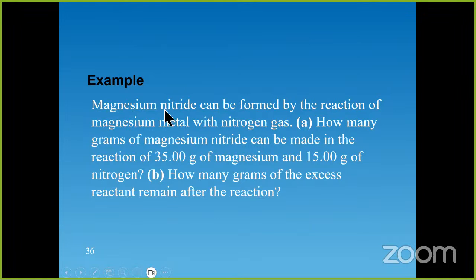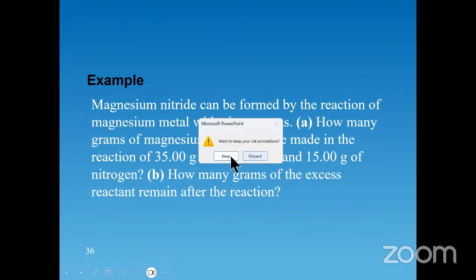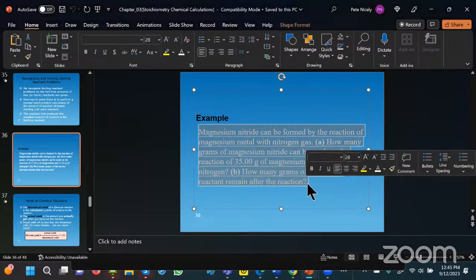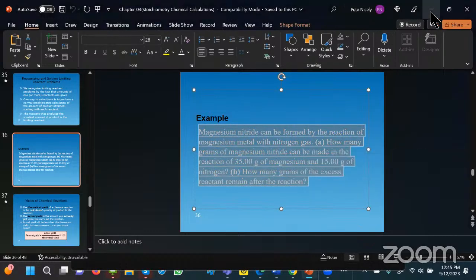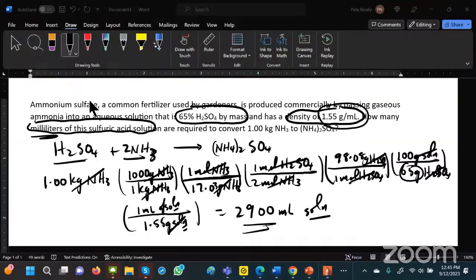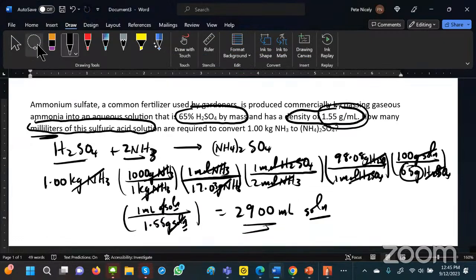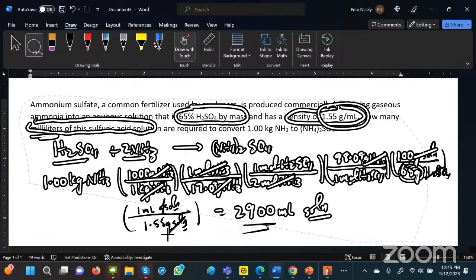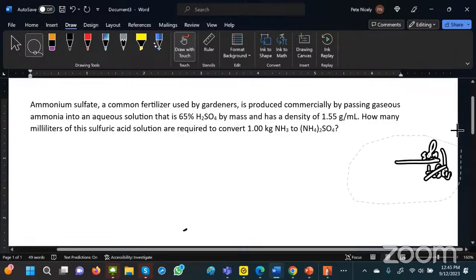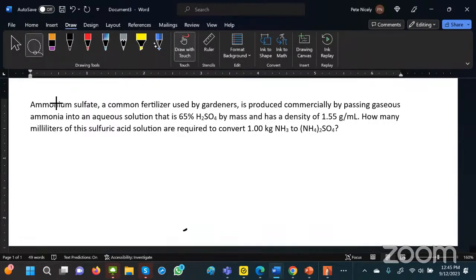So let me copy and paste this here. And I think I'm going to use Word instead. So let me lasso all this here.